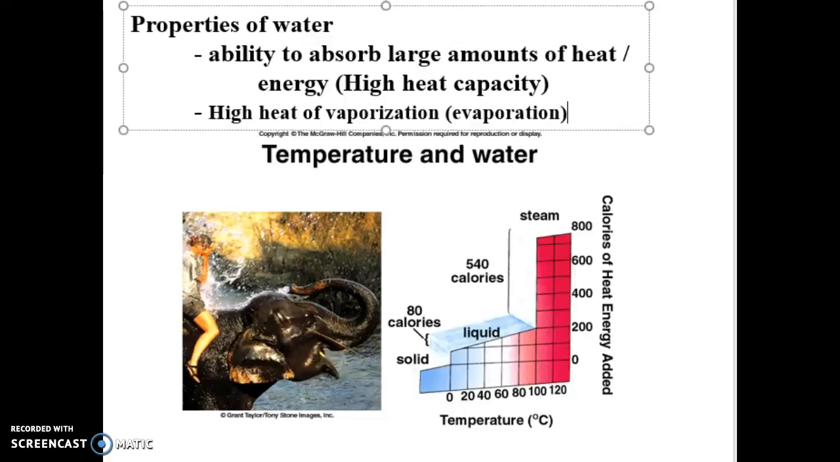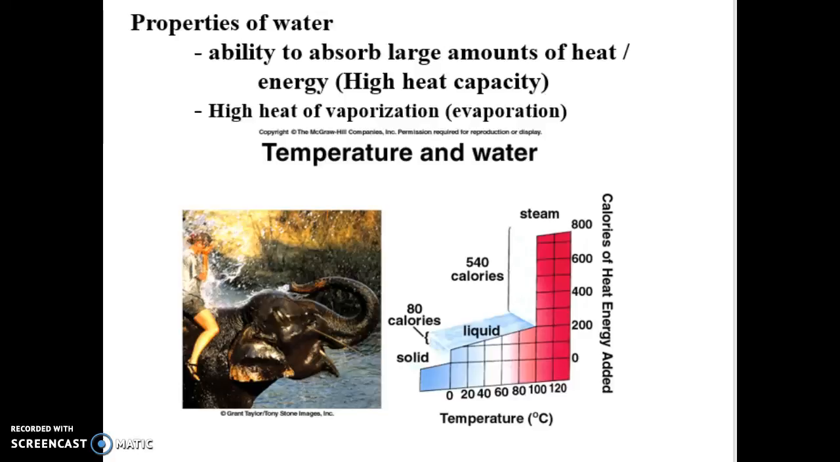Okay, so the second property to mention here. Water has a high heat of vaporization or evaporation. So it takes a lot of energy to reach this 100 degrees Celsius or 212 Fahrenheit before water goes from liquid into that vapor or that steam state.